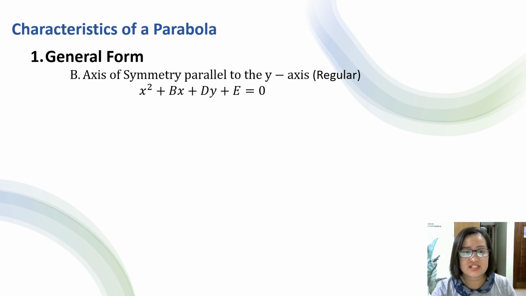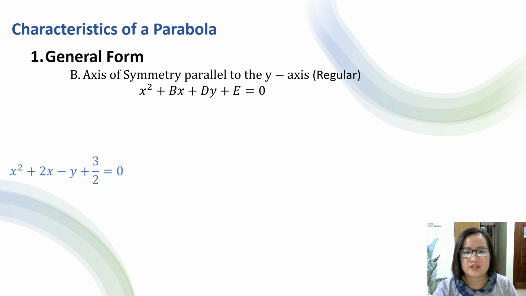This time, let's have a parabola with axis of symmetry parallel to the y-axis, or what we call the regular parabola. Take note that this kind of parabola may open upward or downward. And its equation is given by x squared plus bx plus dy plus e equals 0. Let's consider the given equation: x squared plus 2x minus y plus 3 halves equals 0.